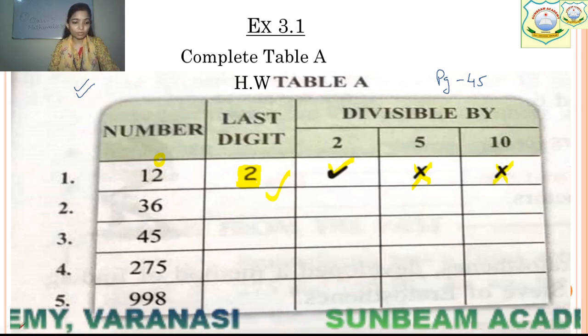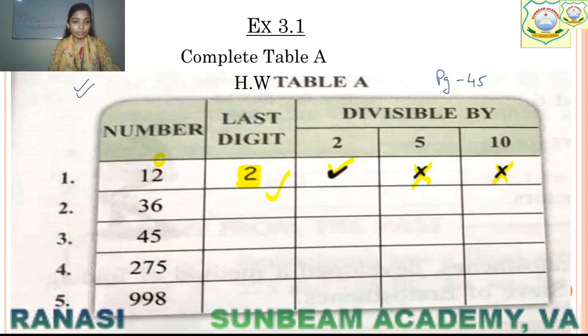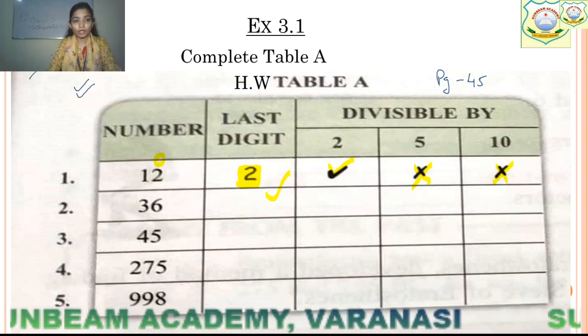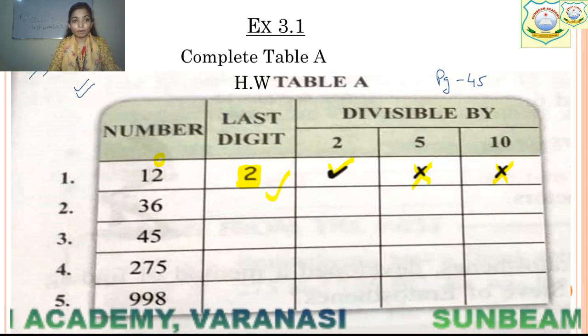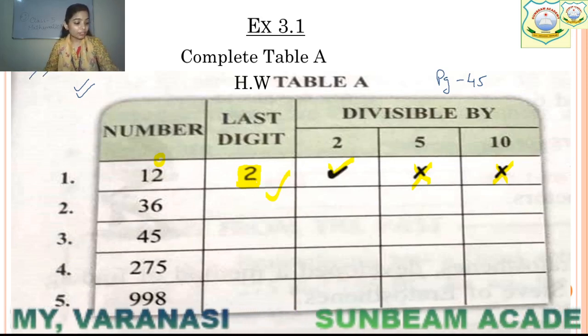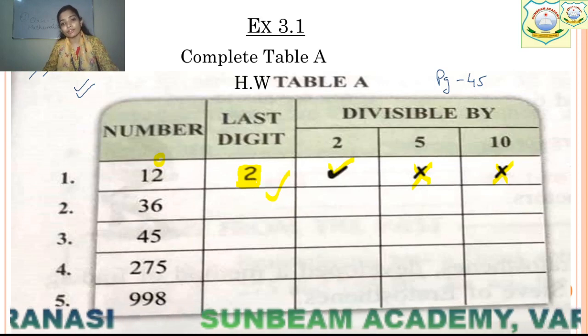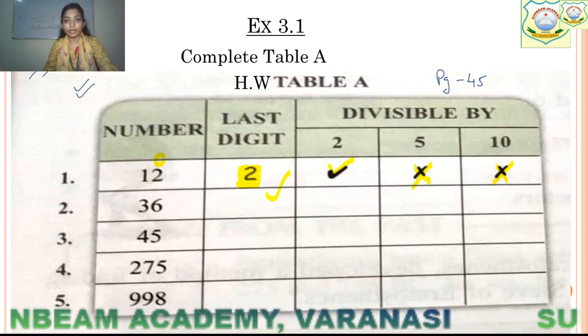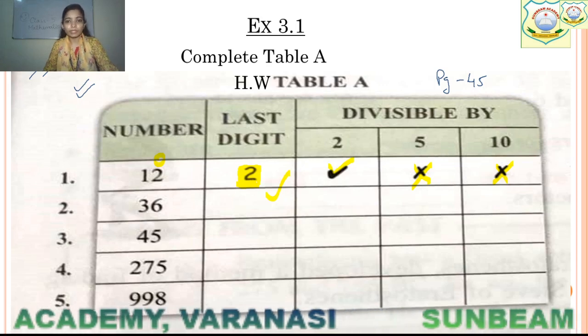Please write down the date there. 11/7/2020. You only have to do table number 1, Table A. Table B we will be doing afterwards, when I will be doing the notebook work. Right. So complete this much.